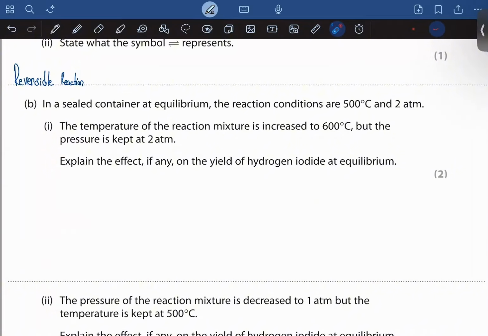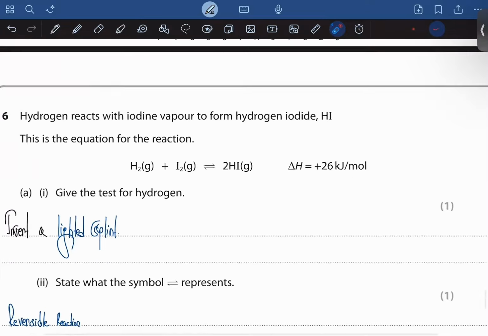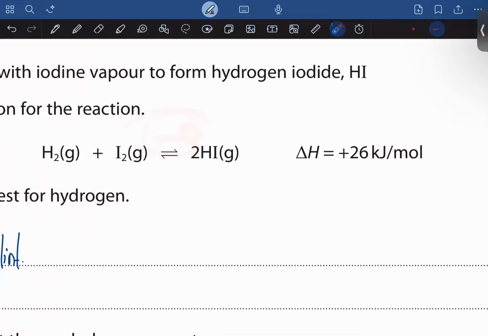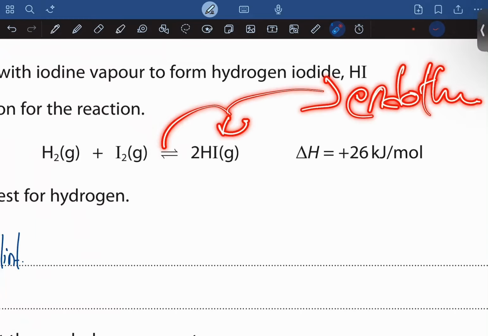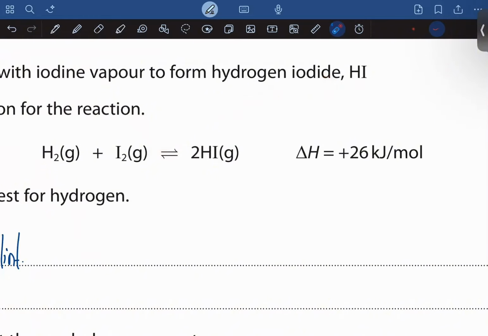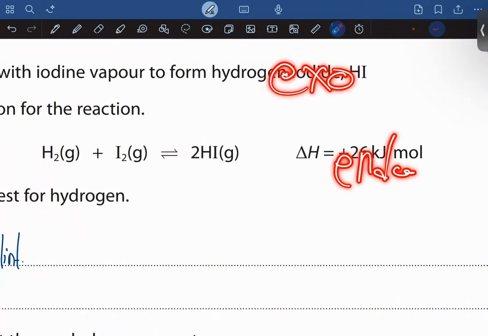In a sealed container at equilibrium, the conditions were at these. The temperature of the reaction is increased, but the pressure is kept constant. What is the effect on the yield? As we know that the forward reaction is endothermic, if you increase the temperature, the equilibrium would shift to the right. Why? Because the forward reaction is endothermic. If you increase the temperature, the equilibrium shifts to the position that is endothermic, and if you decrease the temperature, the equilibrium shifts to the position that is exothermic.